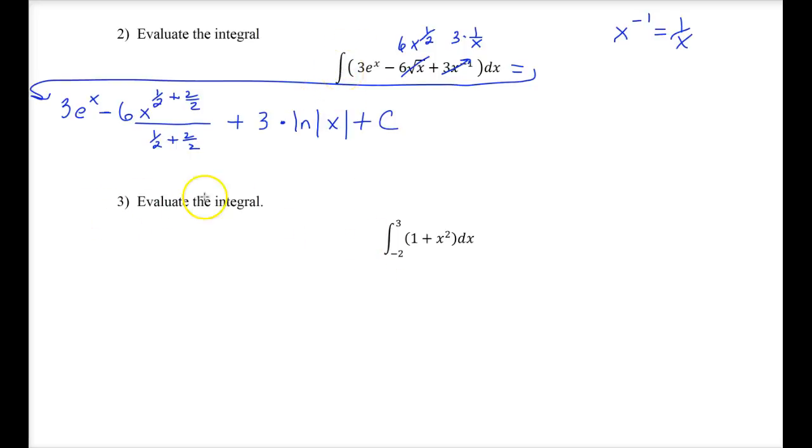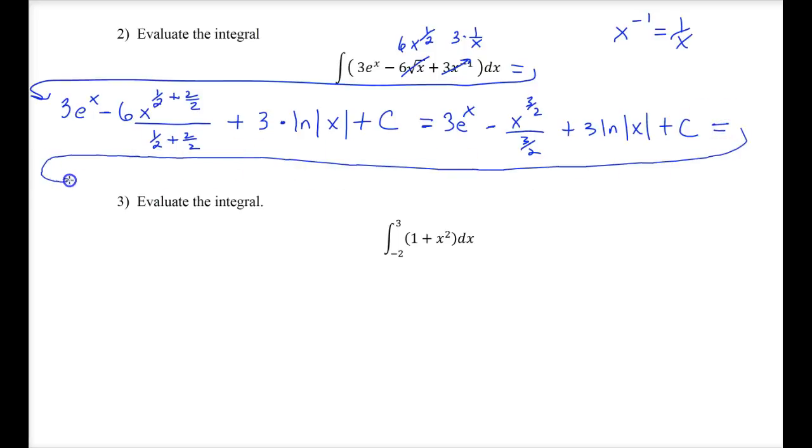And so now at this point, all we're doing is cleaning all this up. So of course, we have 3e raised to the x. We know that 1/2 plus 2/2 is going to be 3/2. So here we have x raised to the 3/2 divided by 3/2. And then this will just be plus 3 natural log of absolute value of x plus c.